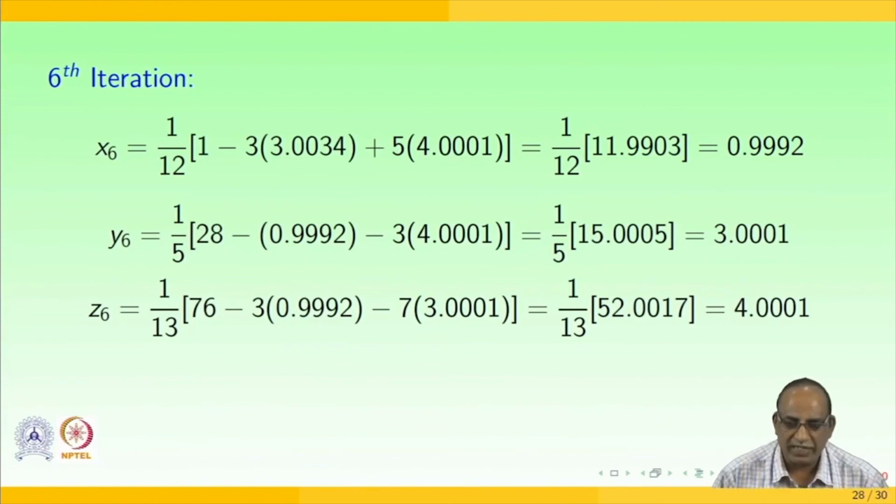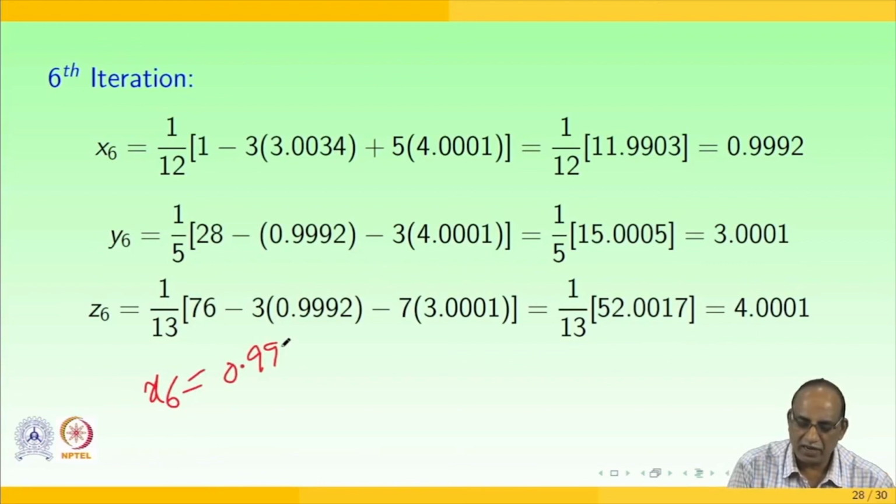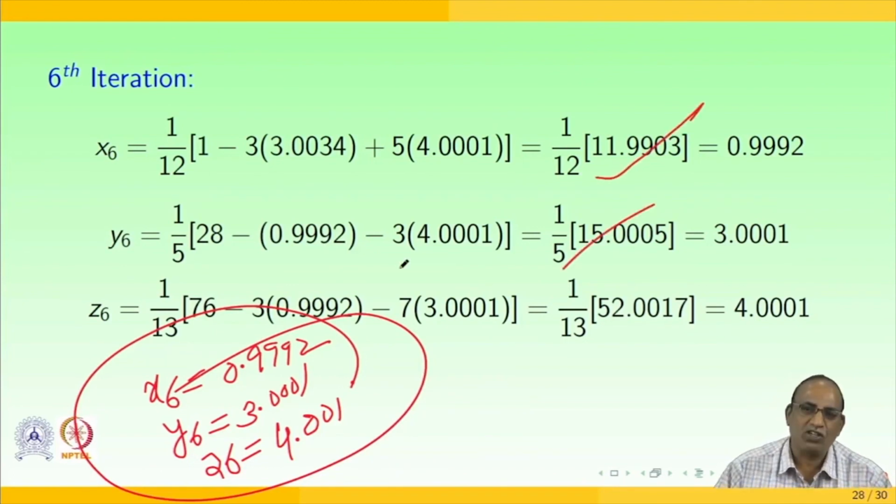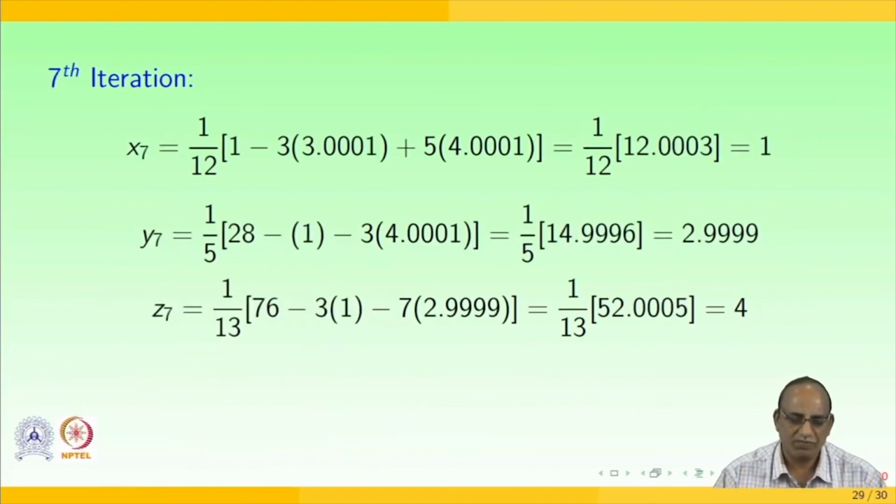Similarly, when you do the sixth iteration, it is expected that the solution will improve further. So you will have x6 as 0.9992, y6 as 3.0001 and z6 as 4.001. As we see, if you observe very closely, the solution is getting stabilized, and not much difference could be seen. That means the solution is going to be a best approximation.